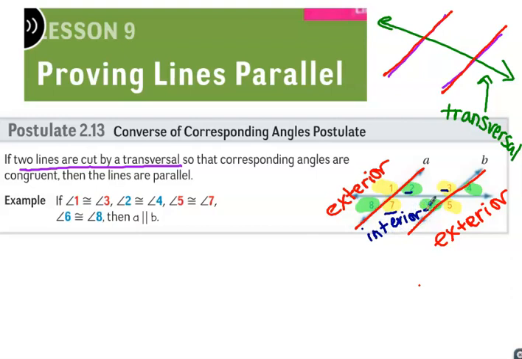Like I said, if you look, 1 and 3 are congruent. Look, they're the same color. 2 and 4 are both green. 5 and 7 are yellow. 6 and 8 are congruent. Therefore, A is parallel to B. Line A and line B are parallel because their angles are congruent. So that's postulate 2.13.